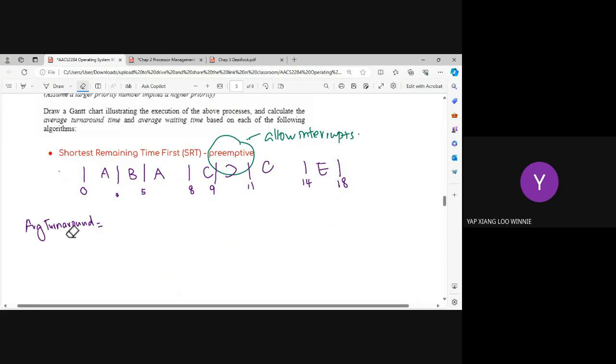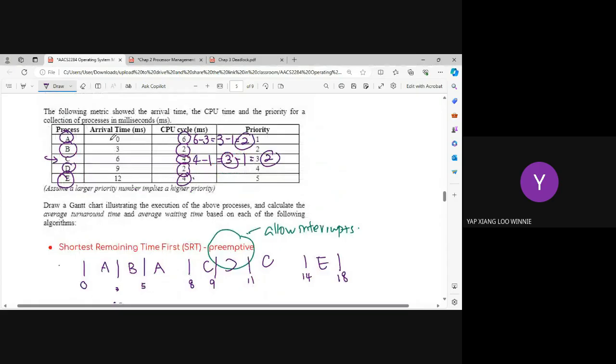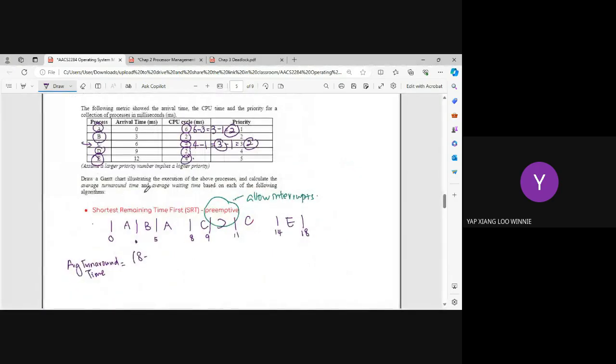So, average turnaround time. No matter what, I'm just going to stick to each process. I start with process A. It ends at 8 milliseconds, and the arrival is 0. So I take 8 minus 0 to get the turnaround. The next one, process B, ends at 5 milliseconds and arrives at 3. So, sorry, this one is minus.